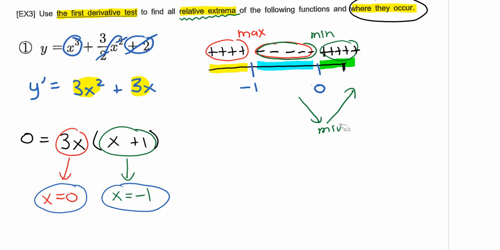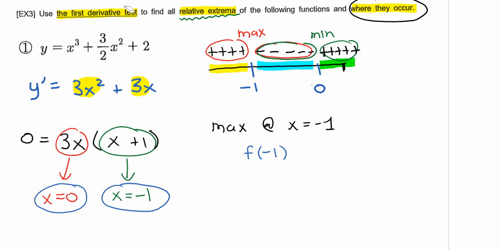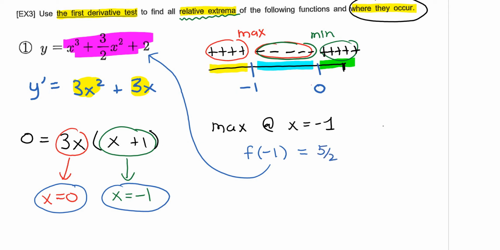Now we need to establish the final results. I have a max at x equals -1, and I also need to determine the coordinates of that maximum point. If I go back and plug -1 into the original function, here in purple, the value that I get is 5 over 2. So the actual coordinate of the max is -1 comma 5 over 2, and this is a relative max.